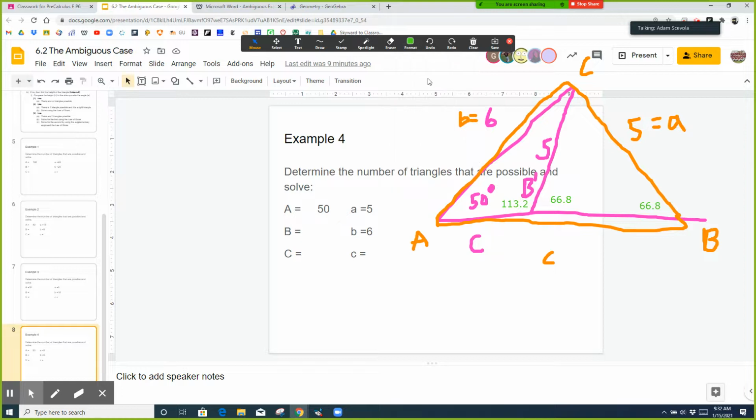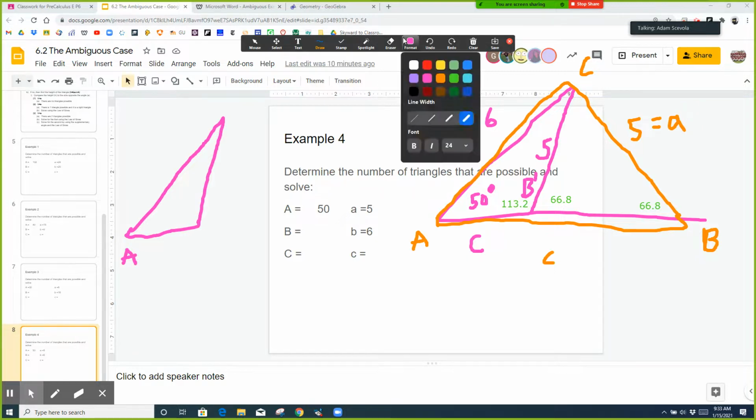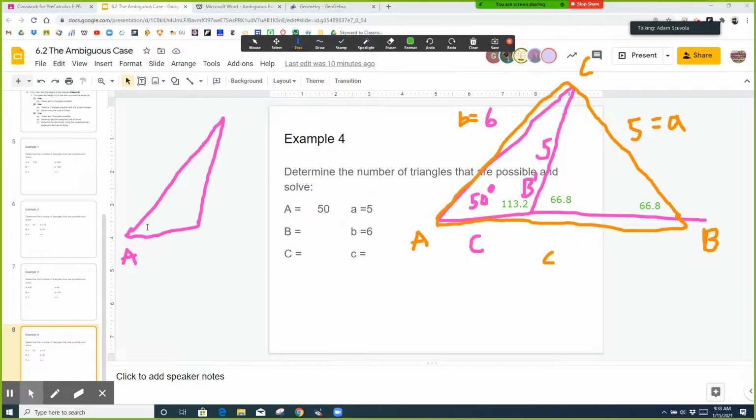So in pink, all right, we got a triangle that looks like this now, which we know. We were given angle A. I'll do this in text. This is a lot easier in text. We were given angle A was 50. We were given this side here was 6. We were given this side here was 5. And we just figured out, because angle B was 66.8 in this obtuse triangle, this angle is going to be the complement of it, 113.2.